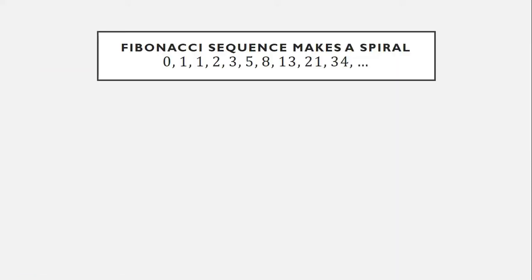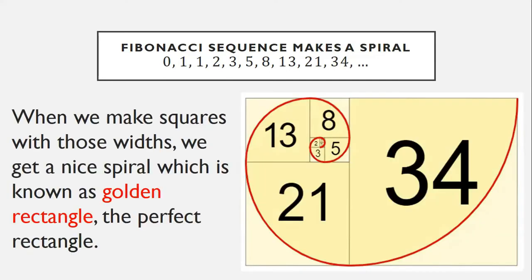The Fibonacci sequence makes a spiral. When we make squares with those widths, meaning we use these numbers in making squares, a square with the width of 1, with the width of 2, 3, 5, 8, 13, and so on, we get a nice spiral, which is known as the golden rectangle, which is known to be the perfect rectangle.